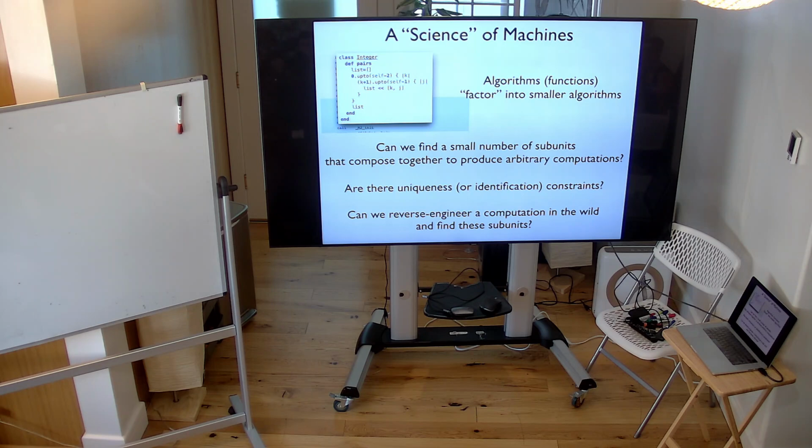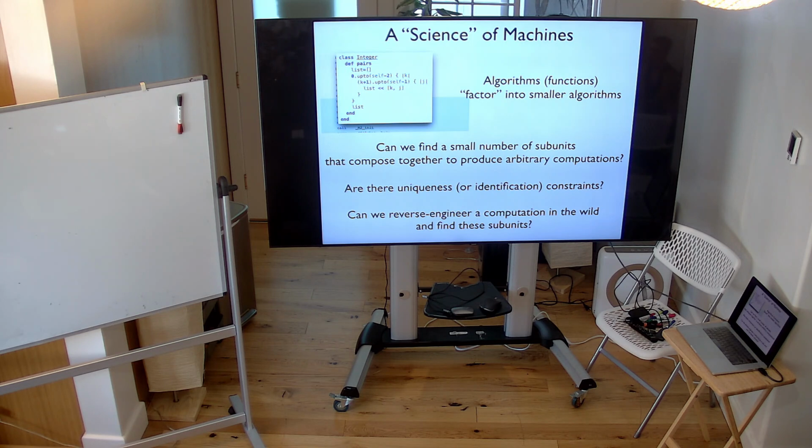Because I'm an empiricist at heart, I also want to know, can I reverse engineer a computation? If I see something happening in the world, if I watch mathematicians, or I'll take some simpler examples, can I see what it's doing and decompose it into those subunits, in the same way that a chemist might take some very complicated molecule and put it through a mass spectrometer and find the fundamental units? So these are kind of dreams we might have.